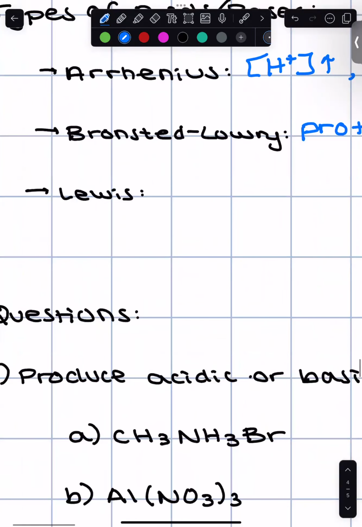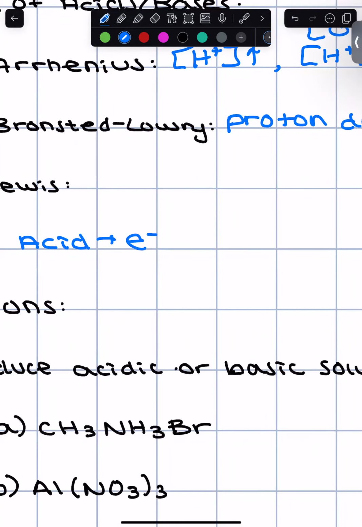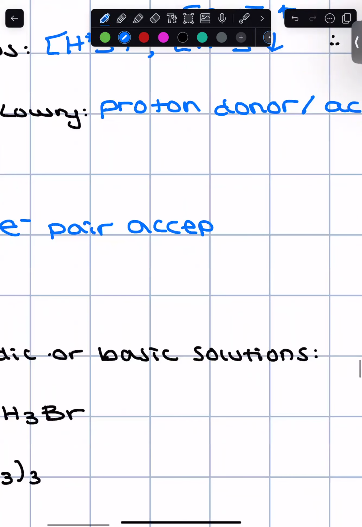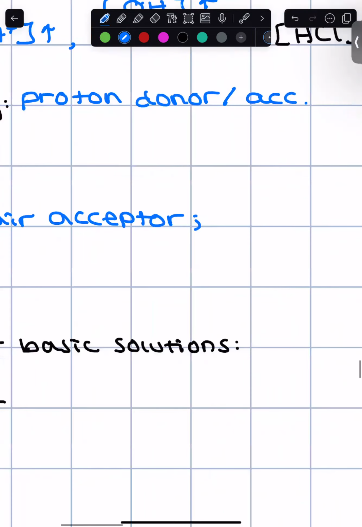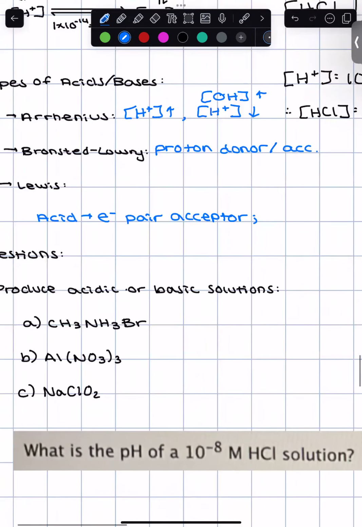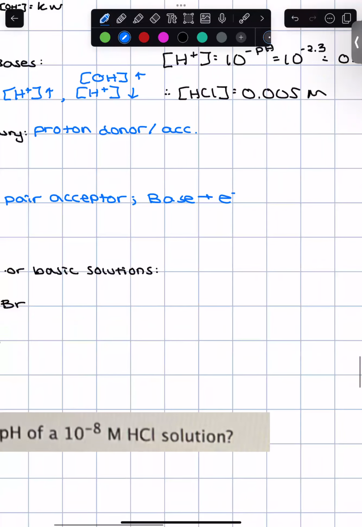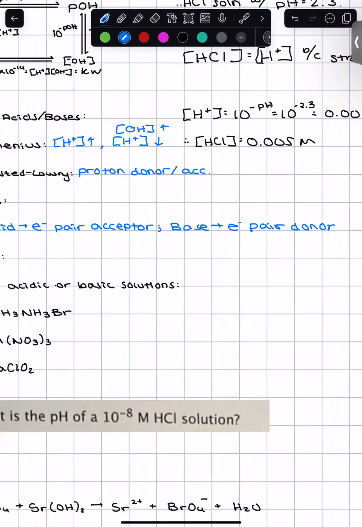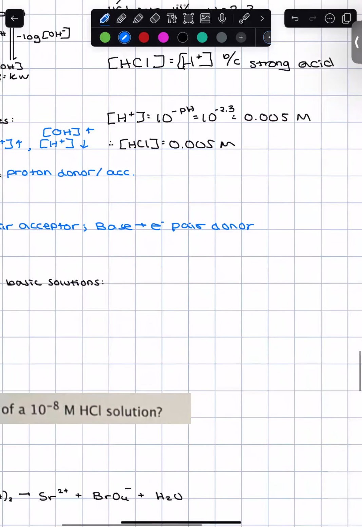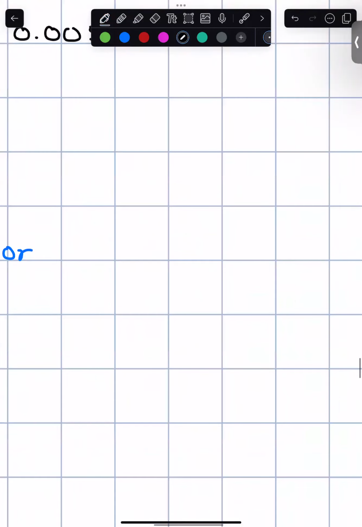So for the acid, we want an electron pair acceptor. For the Lewis base, we want the electron pair donor. And the reason why these confuse people is because a lot of times Lewis acids and bases don't look like normal acids and bases. And the best example, and I'm going to give you the example, ferric bromide.